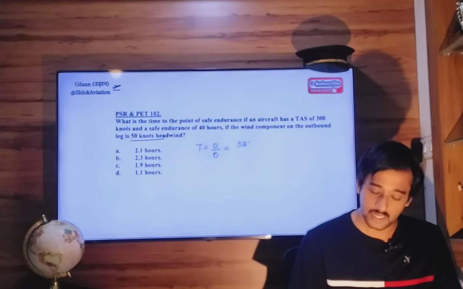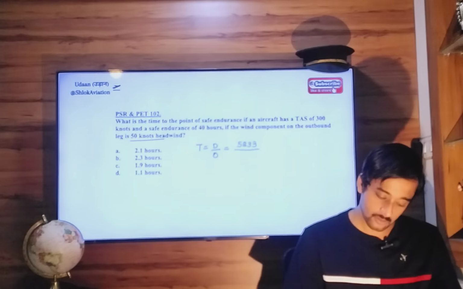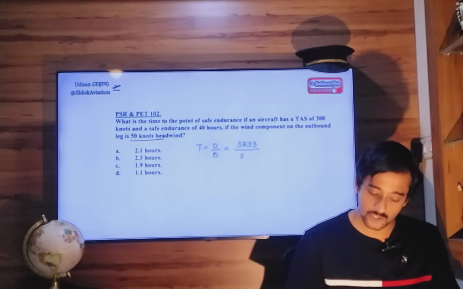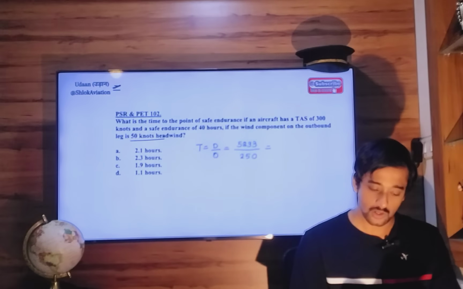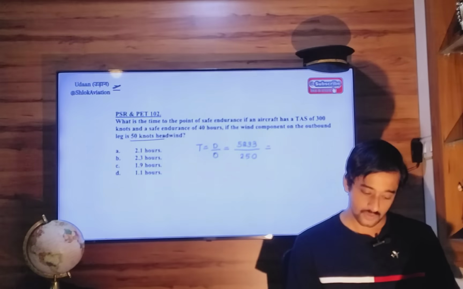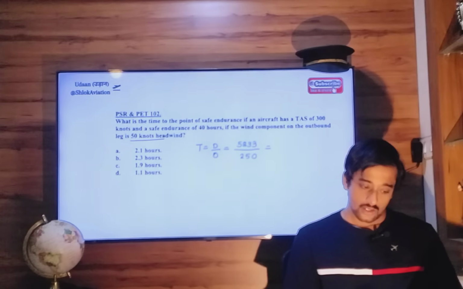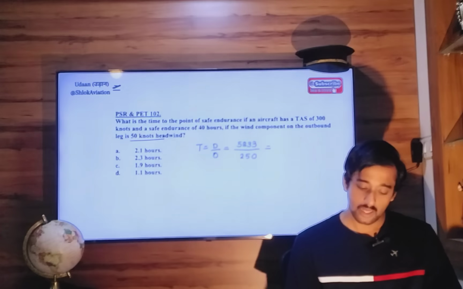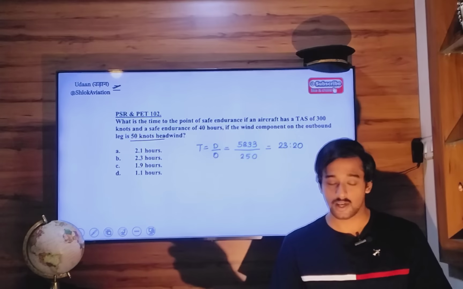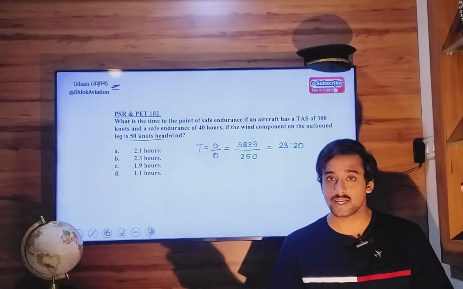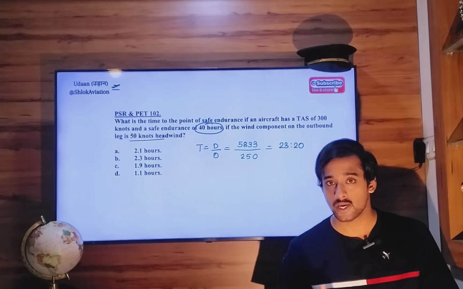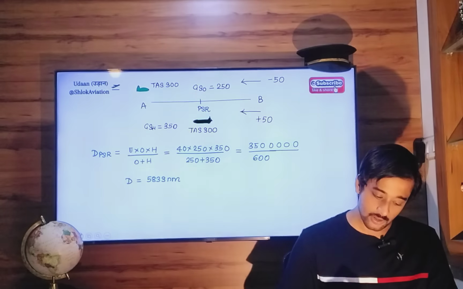Now, time will be distance divided by outbound speed. So 5833 divided by outbound ground speed of 250 knots. This will give you a value of 23 hours 20 minutes. Now here there is not one option that has this value. Okay, I think the endurance here should be 4 hours, not 40 hours. It's a printing error. So let's try that.